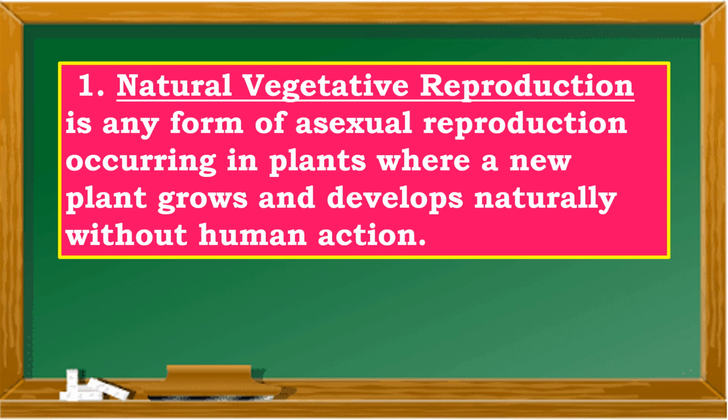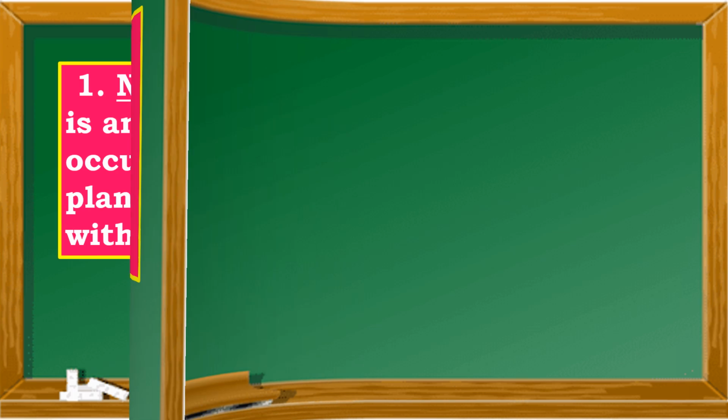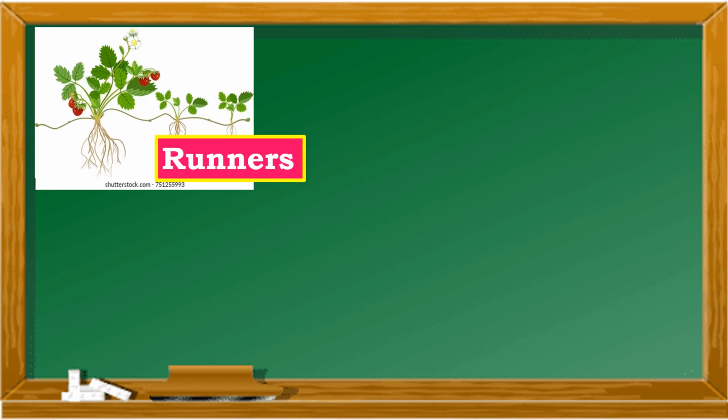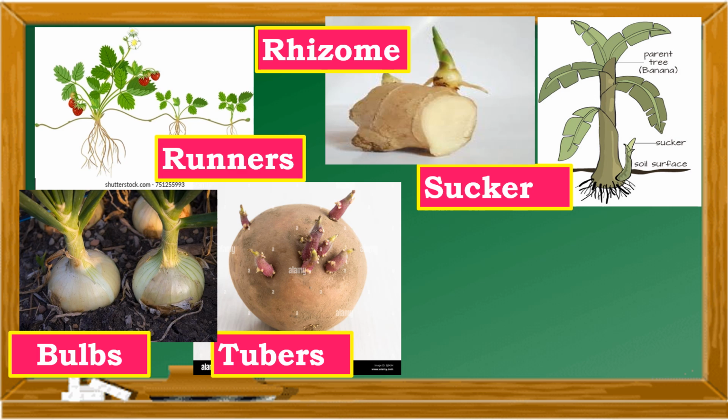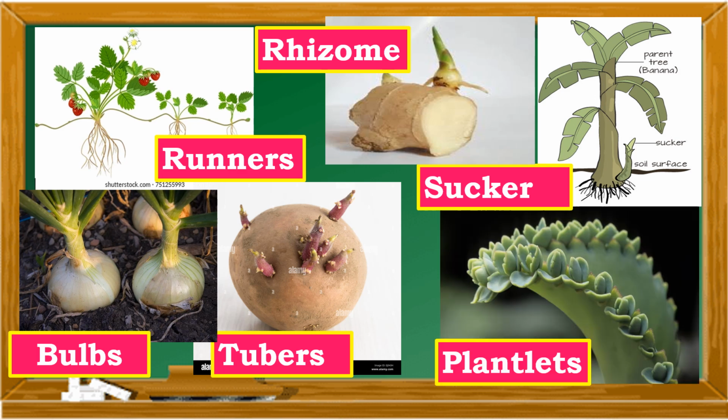Natural vegetative reproduction is any form of asexual reproduction occurring in plants where a new plant grows and develops naturally without human action. New plants may sprout from stems, roots, or leaves of a parent plant. Vegetative plant structures that arise from plant stems include runners, bulbs, rhizomes, suckers, and tubers. Tubers can also stretch from roots. Plantlets emerge from plant leaves.